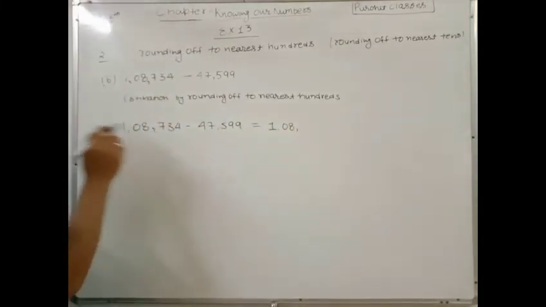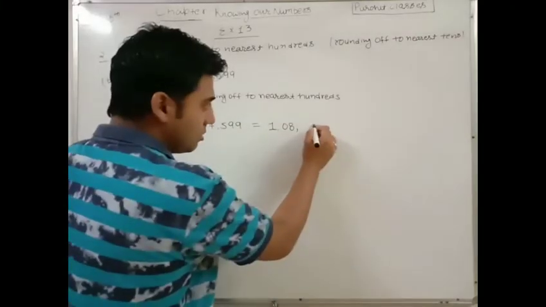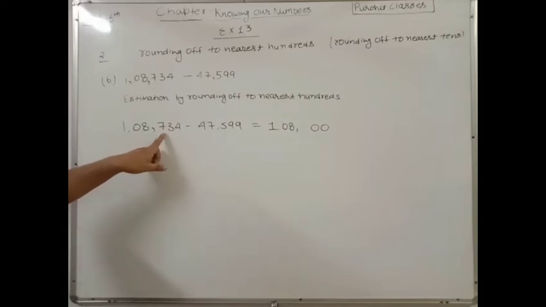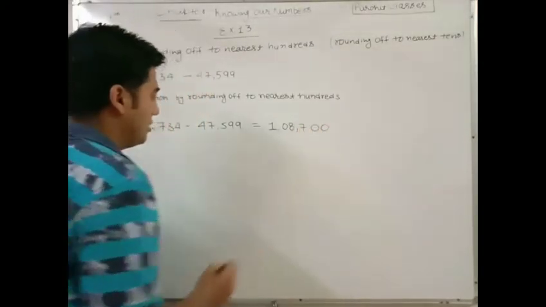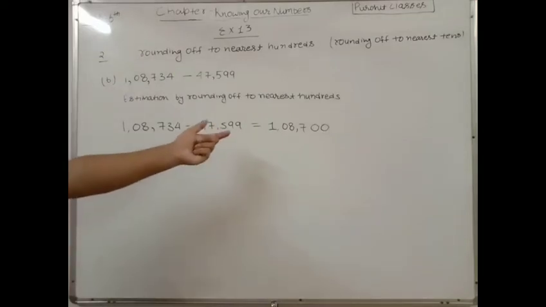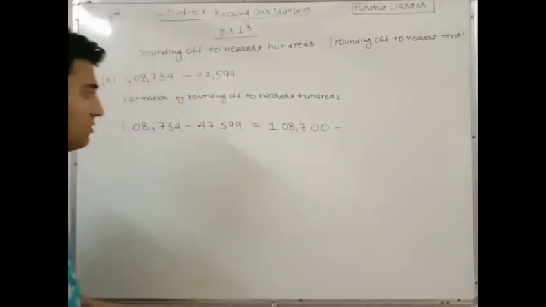Now it's time to round off to the nearest hundred. The last two digits will be dropped down or rounded. Now the digit on the hundreds place, the digit next to it is less than 5, so there will be no change, so it will be 7. So as we can see, the number 1,08,734 has become 1,08,700 when I have estimated it up to the nearest hundreds. In the same manner we will solve the second one.